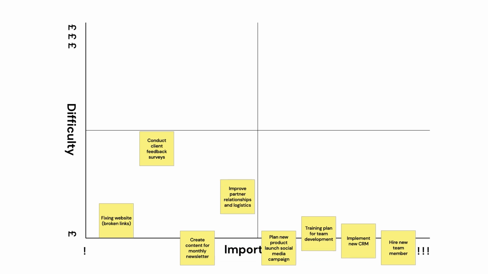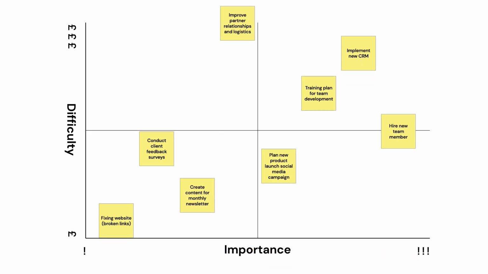Repeat this for each project, ranked from lowest to highest. Remember, no two projects should be the same difficulty. Now we can take a look at what these four quadrants represent.